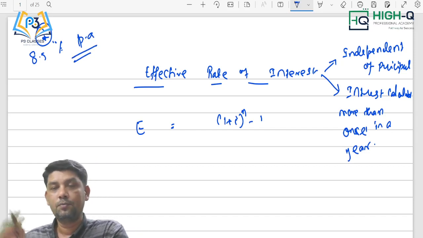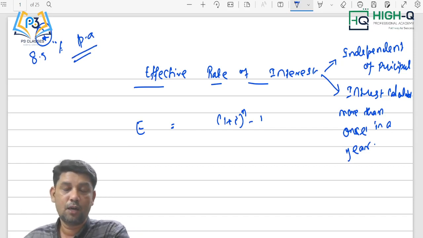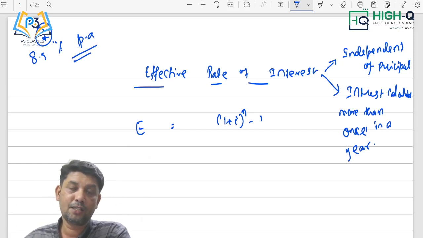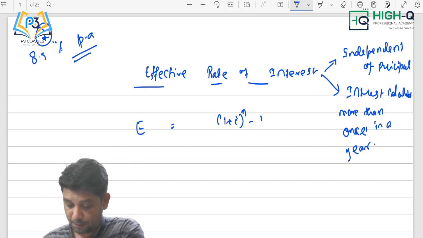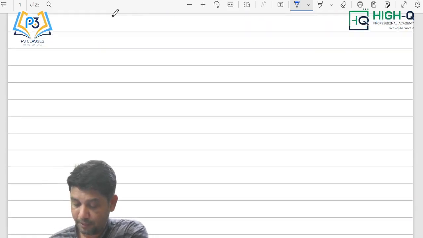We don't know how the bank is calculating the interest. Sometimes the bank may calculate the interest on a half yearly basis. Sometimes the bank may calculate interest on a quarterly basis. Sometimes the bank may calculate interest on a monthly basis. For example, look at this, my dear. I will tell you one big example.